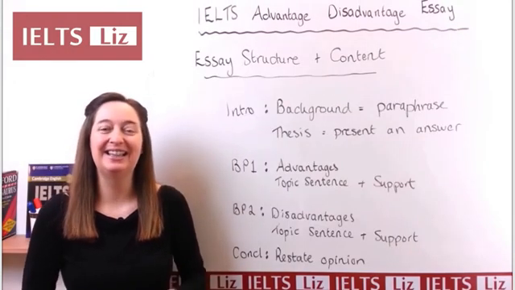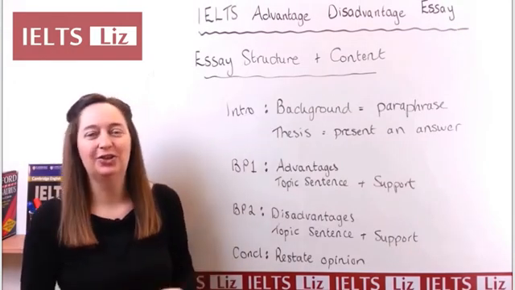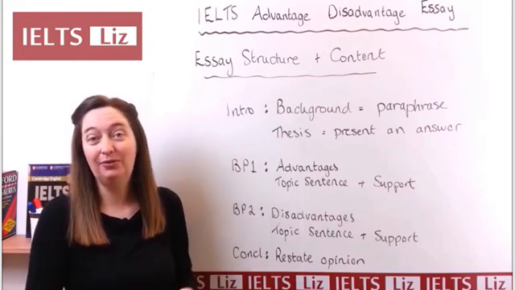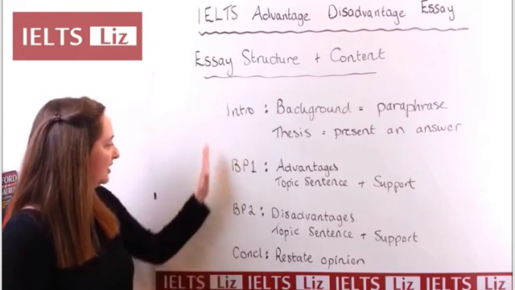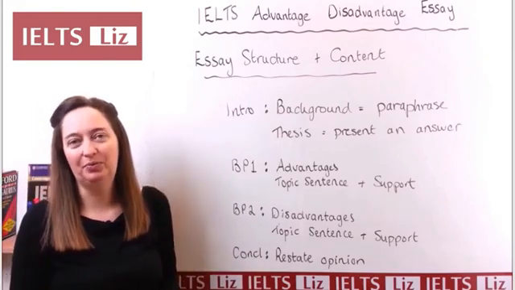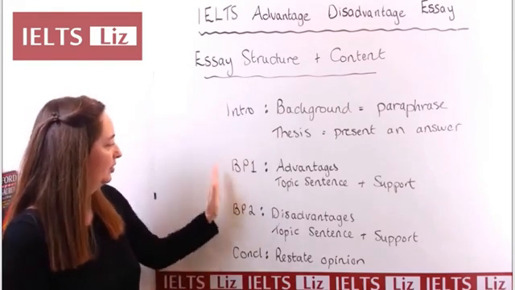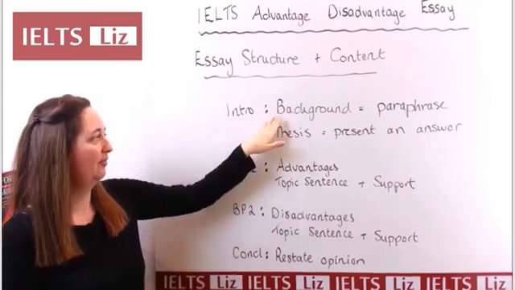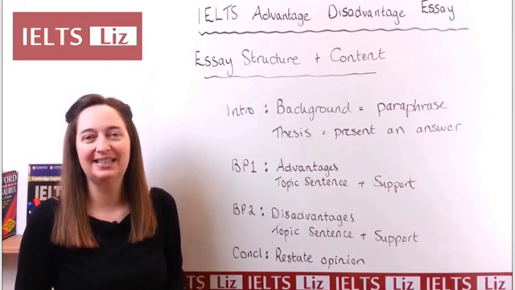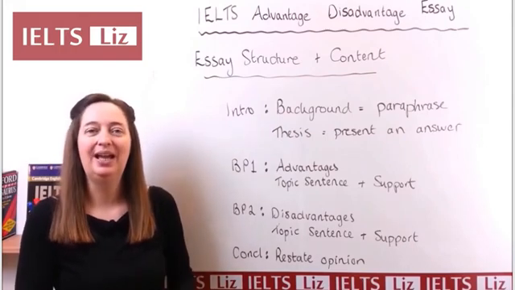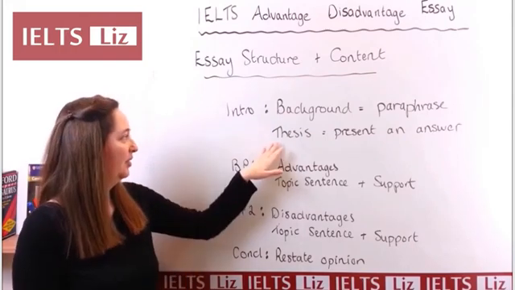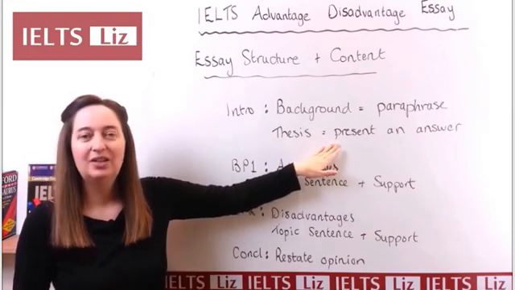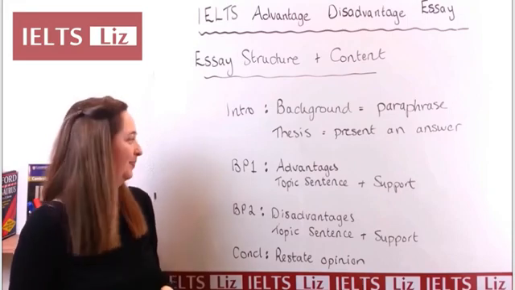Now let's have a look at the essay structure and the content to see what similarities and differences there are with the previous essay. Now the first thing you're going to see is that we've got the same number of paragraphs. We've got the introduction, 2 body paragraphs and a conclusion. The introduction will still have a background statement which paraphrases the essay question. That will be exactly the same. The thesis statement, however, needs to give an answer to the question. So that will be different.